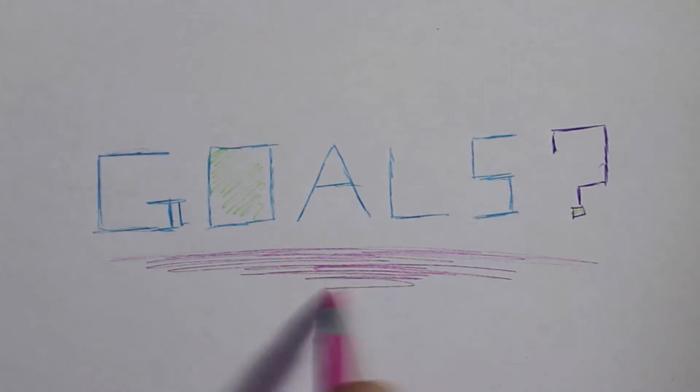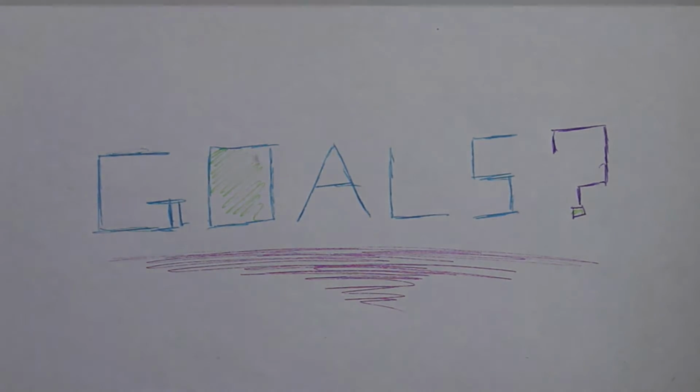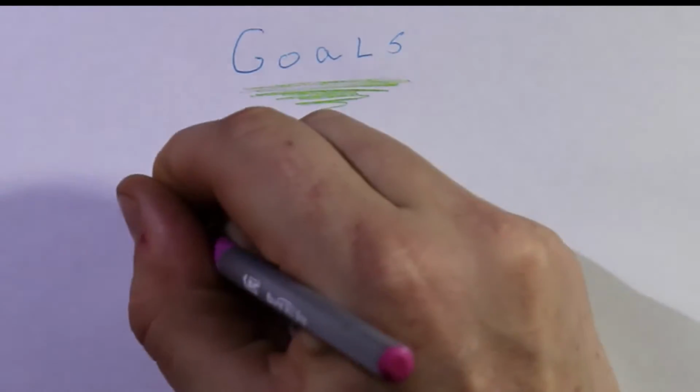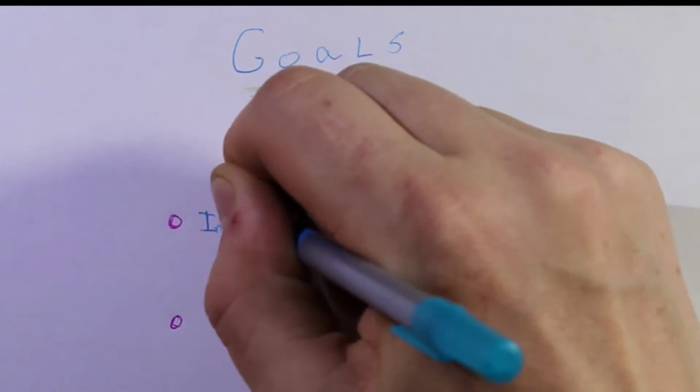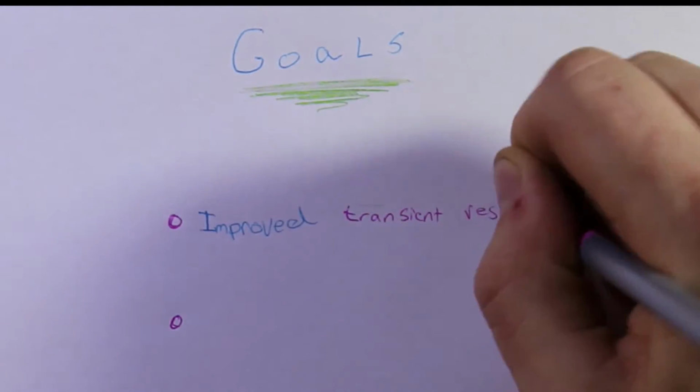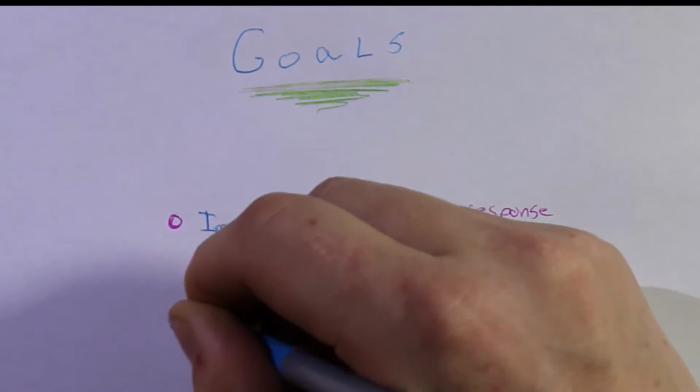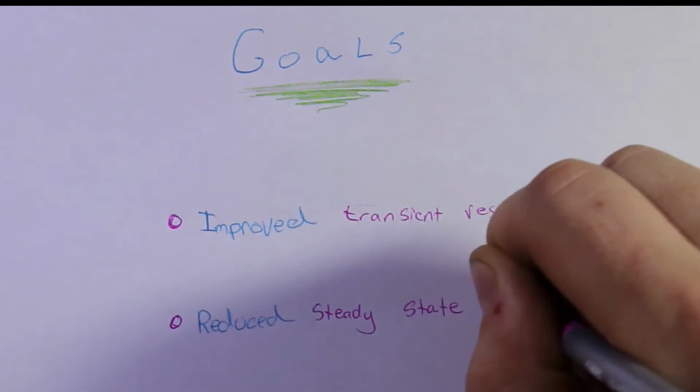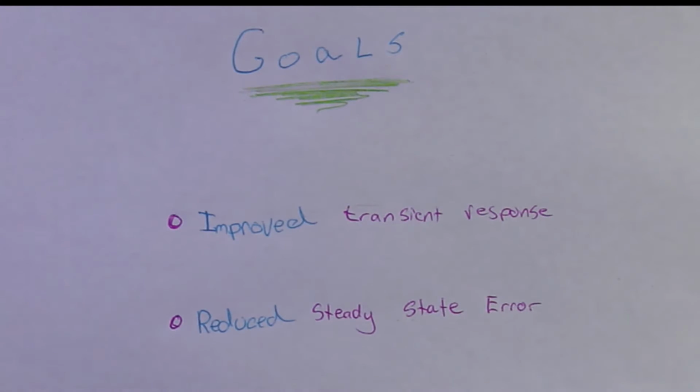So, what exactly are we trying to accomplish? Well, through our control system, we intend on providing the quadcopter an increased level of autonomy. Our goal is to improve the quad's transient response and minimize steady-state error in the system by using a control system that compares current altitude with desired altitude and makes adjustments accordingly.